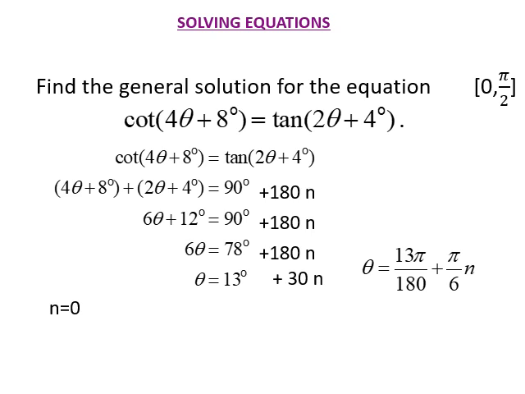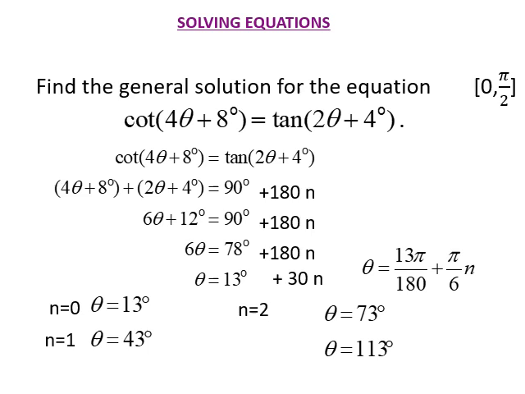Finally I can say that if n equals 0, that makes the first angle equal 13 plus 0 equals 13, and then if n equals 1, that makes theta equal 43. This is inside the interval, but in case of n equal 2, that makes theta equal 73, and n equal 3 gives 103. This is out of interval, so refuse. Finally the solution set will be 13, 43, 73.